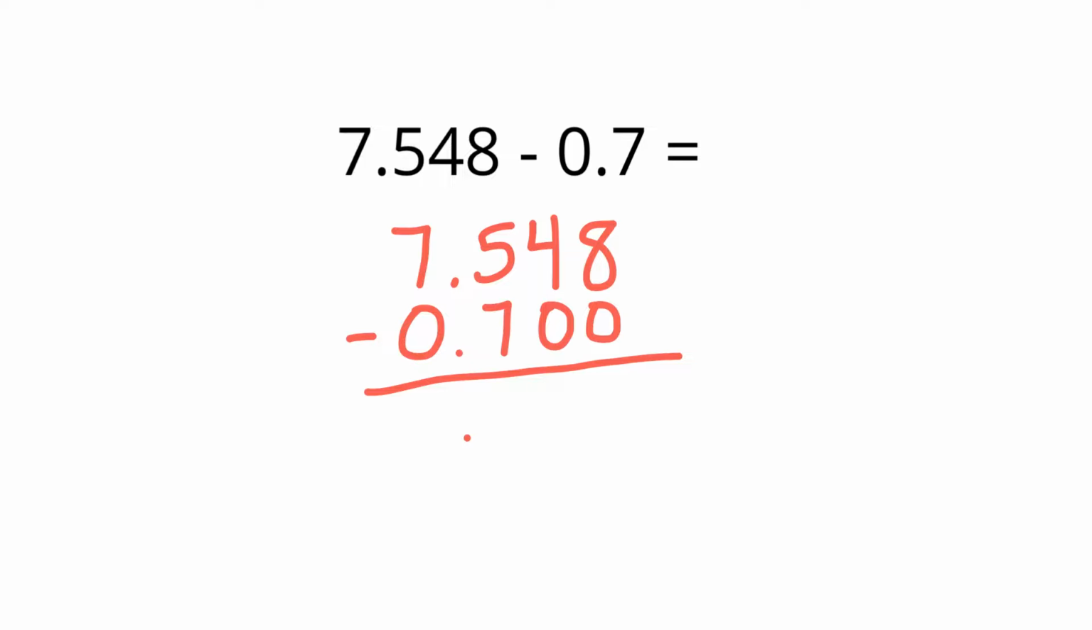And now I'm going to start. 8 subtract 0 is 8. 4 subtract 0 is 4. 5 subtract 7, I can't do that because the 7 is larger, so I'm going to jump over to the next place value and borrow from it. I'm going to take 1 away and bring it over here. 15 subtract 7 is 8, and 6 subtract 0 is 6. This leaves me with the final answer of 6.848.